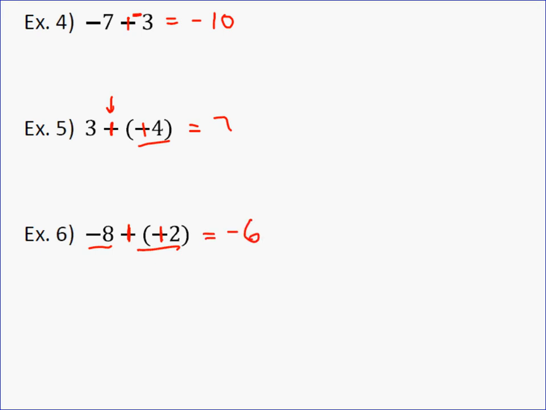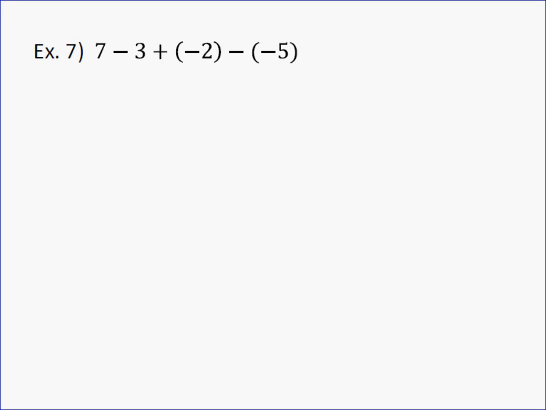And then finally, our last one that we'll look at. You could have multiple things in a row. When you have a problem like this, it's always a good idea to change everything to addition. And so you change everything to addition. It's going to be plus a negative 3, and then plus a positive 5, right? 7 minus positive 3 changes to 7 plus a negative 3. Negative 2 minus a negative 5 becomes negative 2 plus, change it to addition, and then a positive 5.